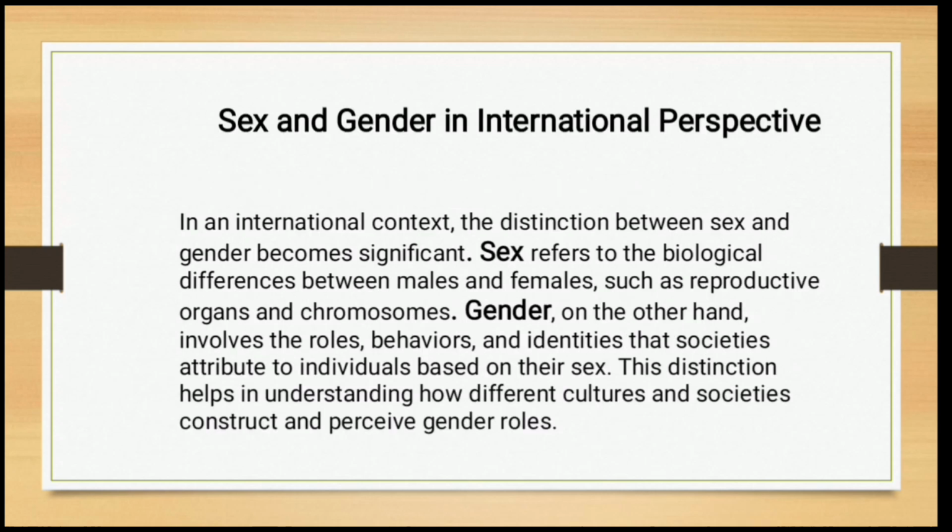What's the difference between sex and gender? In international perspective, in international context, the distinction between sex and gender becomes significant. Sex refers to the biological differences between males and females, such as reproductive organs and chromosomes. Gender, on the other hand, involves the roles, behaviors, and identities that societies attribute to individuals based on their sex. This distinction helps in understanding how different cultures and societies construct and perceive gender roles.